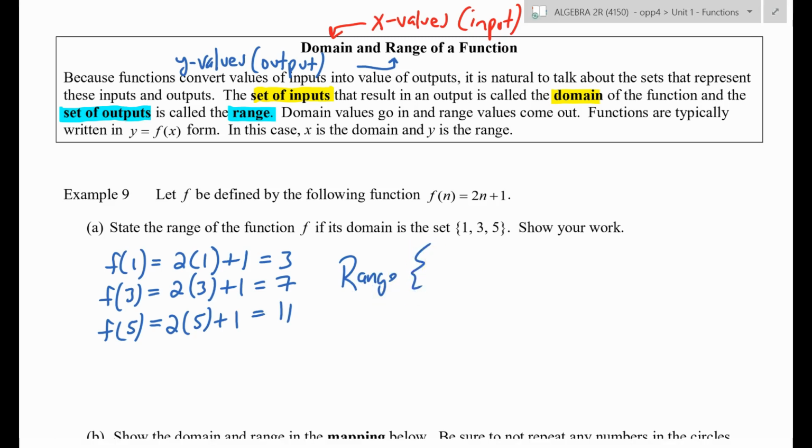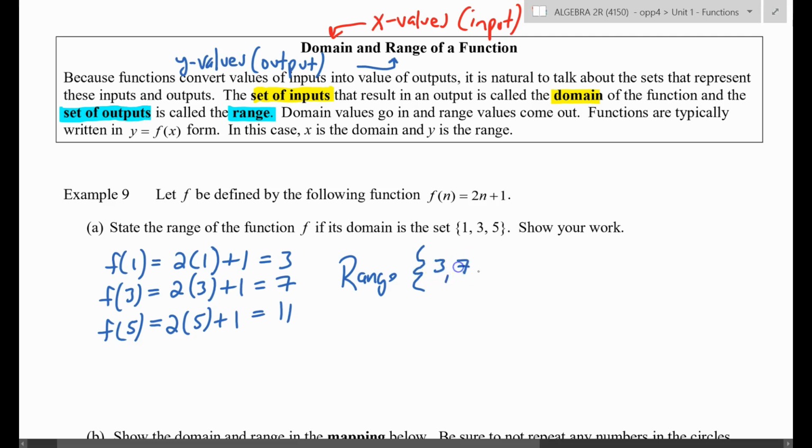Are you guys impressed by my little curly Q, squiggly, curly bracket thing? I can't draw these. I've been trying for 20 years. That just looks awful, doesn't it? Look at that thing. 3, 7, and 11. Can't draw them. That's what they look like.